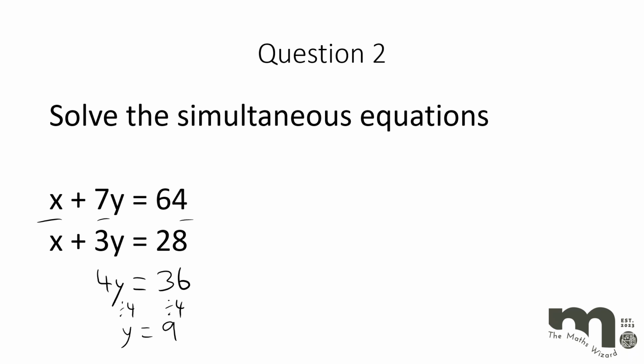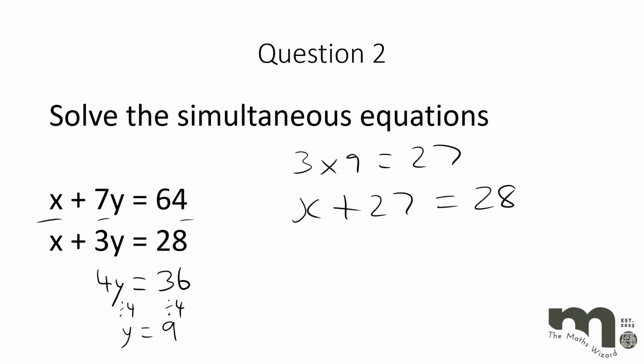Now we can do a bit of substitution. If we do that bottom one, 3 times 9 is 27. So we know that x add 27 will give us 28. We can then take 27 away from both sides, and then x will be 1. So if we try it on the top one, we've got 1 there. 7 times 9 does give us 63, and then 63 add 1, as you can see, makes 64.